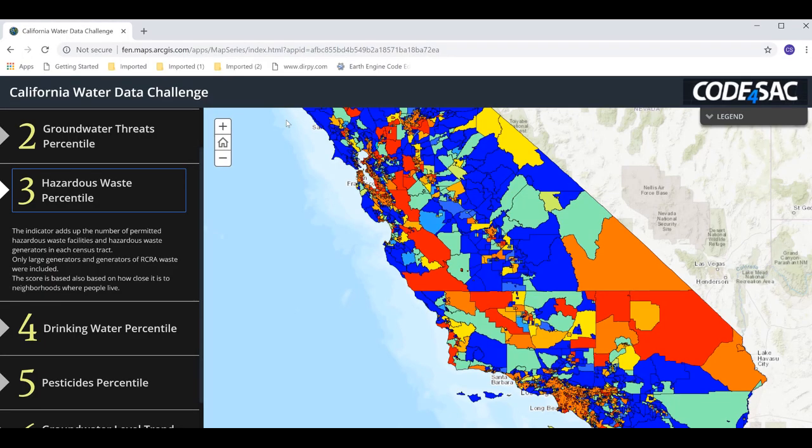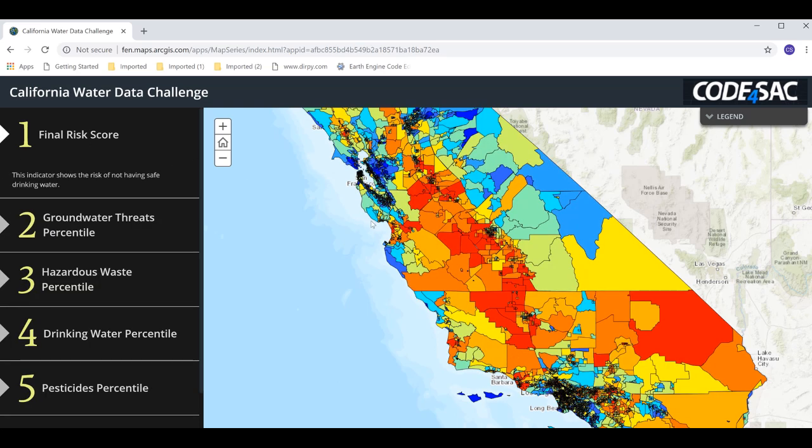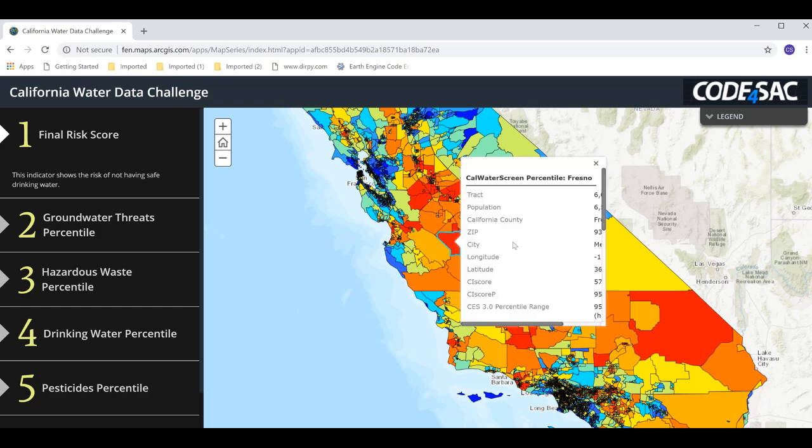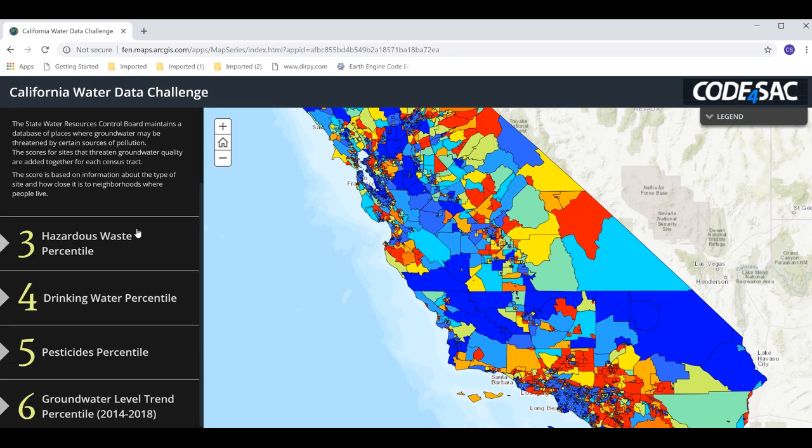We have built a web application to demonstrate all the layers that we developed, including the 7 indicators and the final component, which is the final risk score. Let's look at our final risk score. You can see that a lot of high-risk areas are focusing in the Southern Central Valley regions. If you click on any of the polygons, you can get all the attributes in the table as well. And from layer 2 onwards are all the indicators that are used in the model.